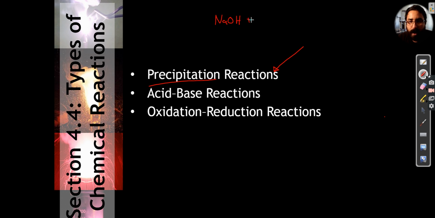NaOH reacting with silver chloride. All right. So both of them are dissolved in water, and they're both aqueous, right? So precipitation reactions are two aqueous things when they react and they form either a solid or a gas. But in our case, we're mostly going to focus on solids.